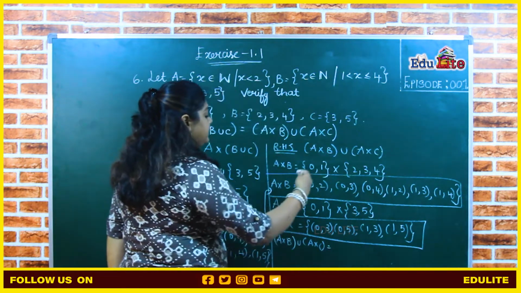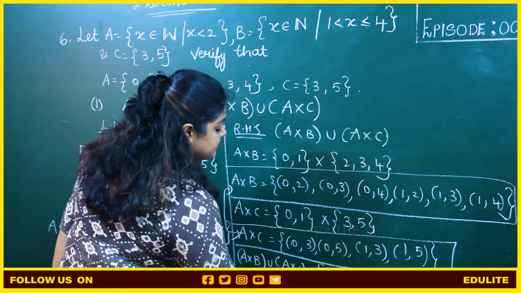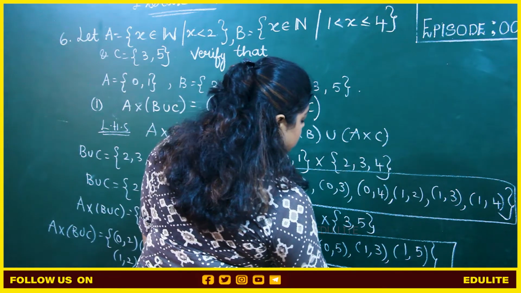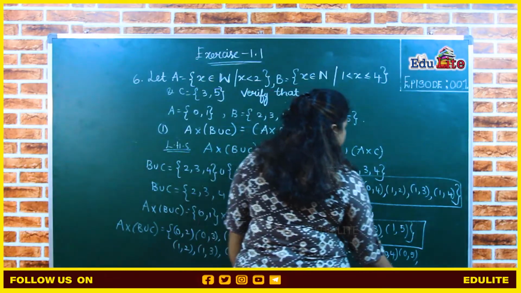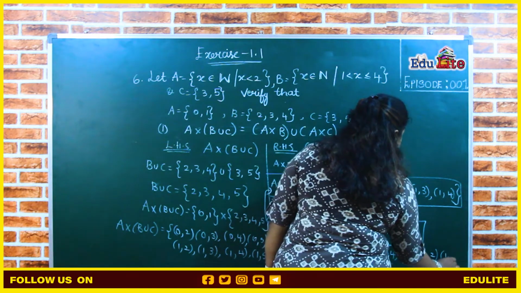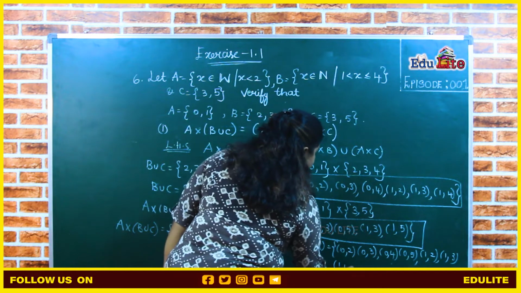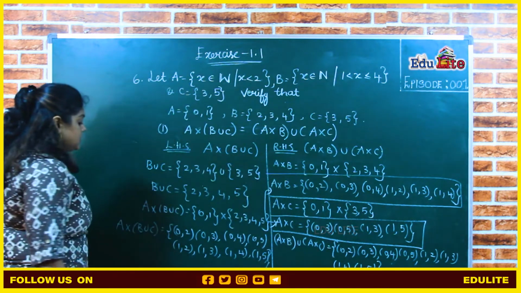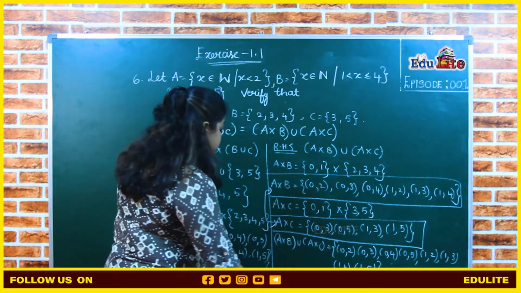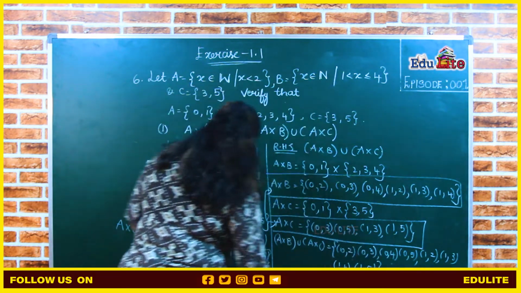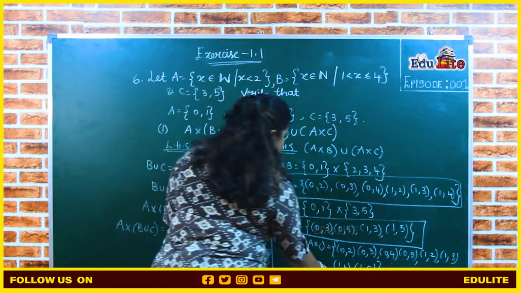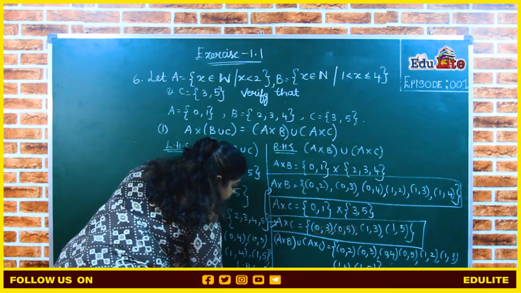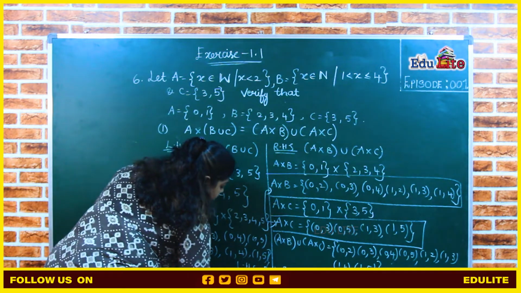So A cross B union A cross C. What all we get, we will write in order. The order goes in such a way: (0, 2), (0, 3), (0, 4), (0, 5). Continuing in the same way (1, 2), (1, 3), (1, 4), (1, 5). Now we will check whether the left and right hand side are equal. (0, 2), (0, 3), (0, 4), (0, 5), (1, 2), (1, 3), (1, 4) and (1, 5). Therefore, left hand side is equal to right hand side. Hence, it is proved.